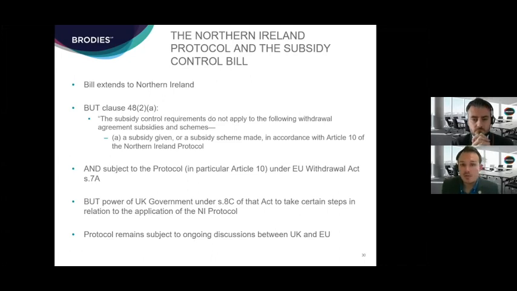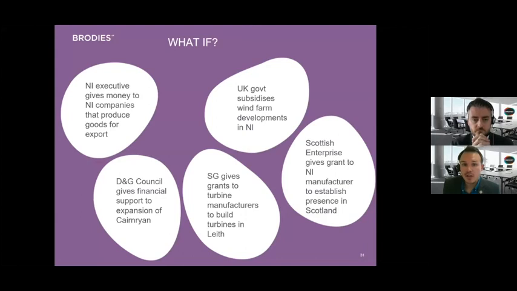So a few examples on the next slide just to illustrate how the protocol might work as it currently stands. If the Northern Ireland Executive gives money to Northern Ireland companies that produce goods for export, or if the UK government subsidises wind farm developments in Northern Ireland, then both of those look pretty clearly to have a direct impact on trade in goods or electricity between Northern Ireland and the EU, and so would be subject to the protocol, subject to state aid law.